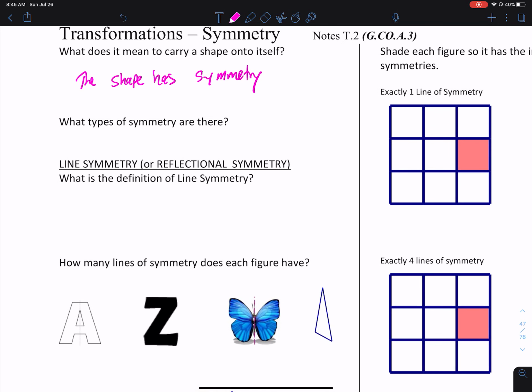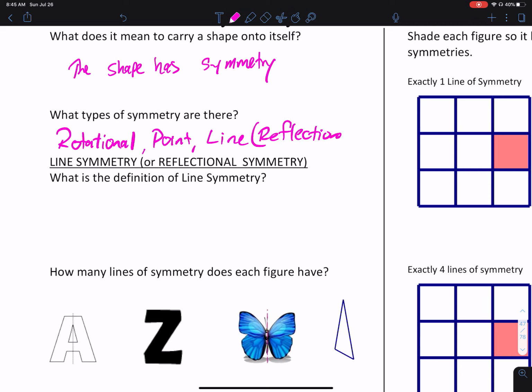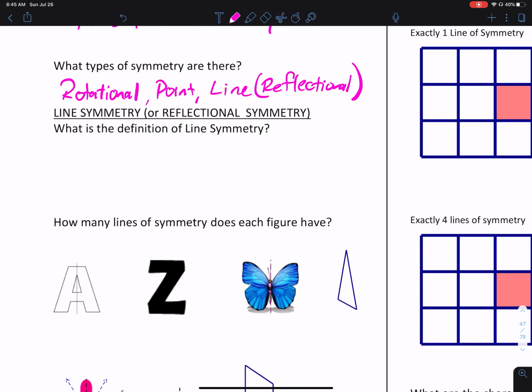What types of symmetry exist? There is rotational, point, and line, also known as reflectional. So line symmetry or reflectional symmetry. What's the definition of line symmetry? It's a figure that can be mapped onto itself by reflection.